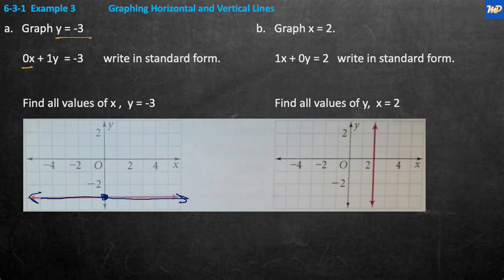And now let's graph x equals 2. Now we're going to graph the vertical line. What's different here is now we have a 1x and a 0y. There are no y's, just x equals 2. So write it in standard form: 1x plus 0y equals 2. You're going to find all values of y where x is 2. So here's every value of y where x is 2, and this goes infinitely, forever, in both directions. And you see x is always 2, so it's a vertical line.